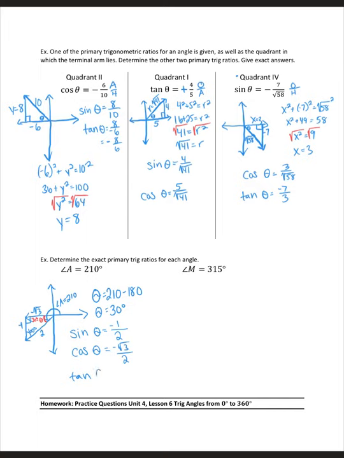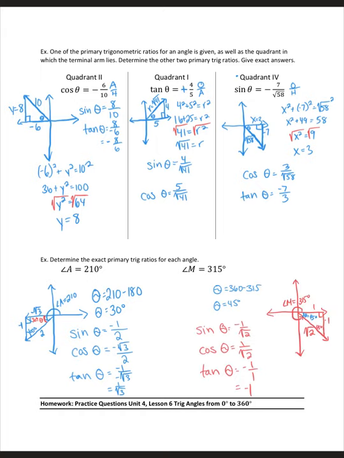And the tangent is going to be our opposite side over our adjacent side, which is a -1 over negative radical 3. I wrote too many negatives in there. So if you have a negative over a negative, that makes it positive. Okay. I'm going to pause the video. You guys see if you can draw 315 degrees on your Cartesian plane and then figure out your related acute angle and what special triangle it is.